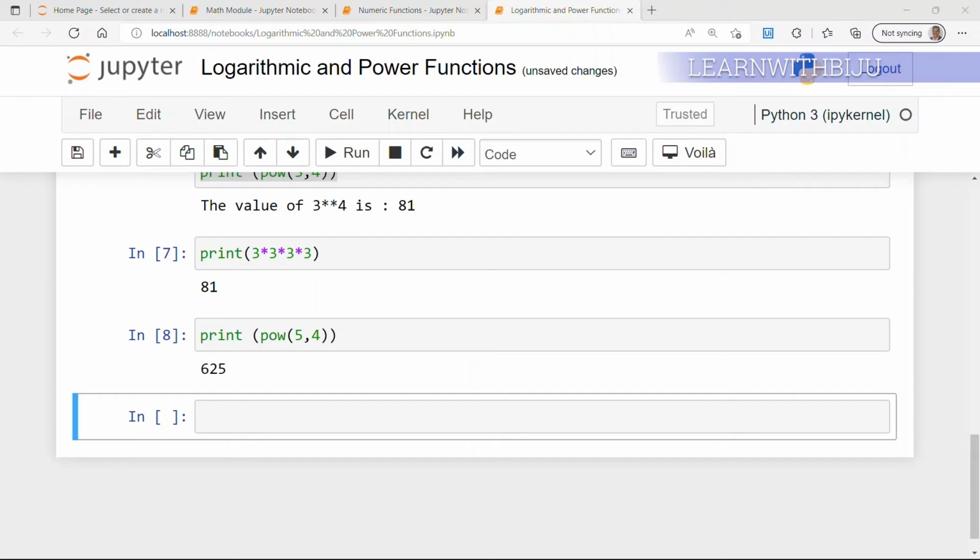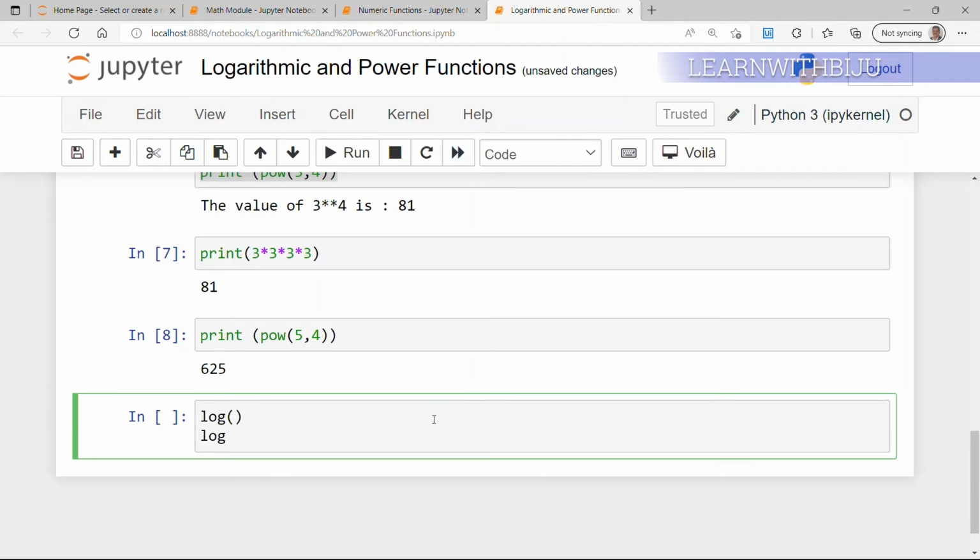Then we have some functions for finding the logarithm. The log function returns the logarithmic value of a with base b. If base is not mentioned, the computed value is of the natural log. Then we have the log2 function. It computes the value of log with base 2. This value is more accurate than the value of the function discussed above.